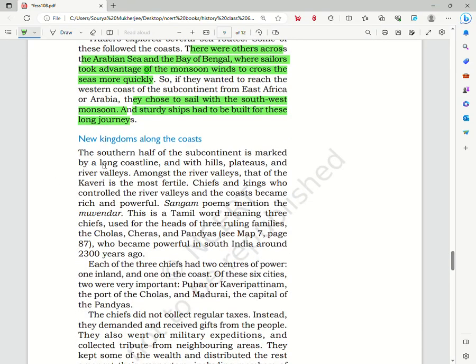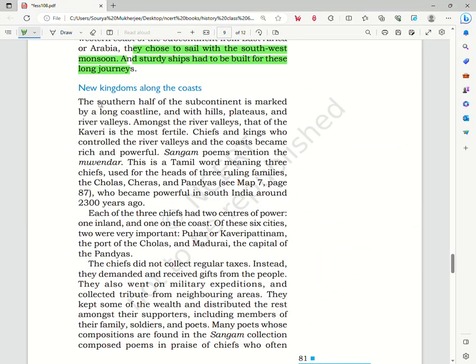So let's see the new kingdoms along the coast. We read that the southern half of the subcontinent is marked by long coastlines with hills, plateaus, and river valleys. Amongst these river valleys, that of the Kaveri is the most fertile. Chiefs and kings who controlled the river valleys and coast became rich and powerful. Sangam poems mention the Muvendar. This is a Tamil word meaning three chiefs, used for the heads of the three ruling families, the Cholas, Cheras, and Pandyas, who became powerful in southern India around 2300 years ago.